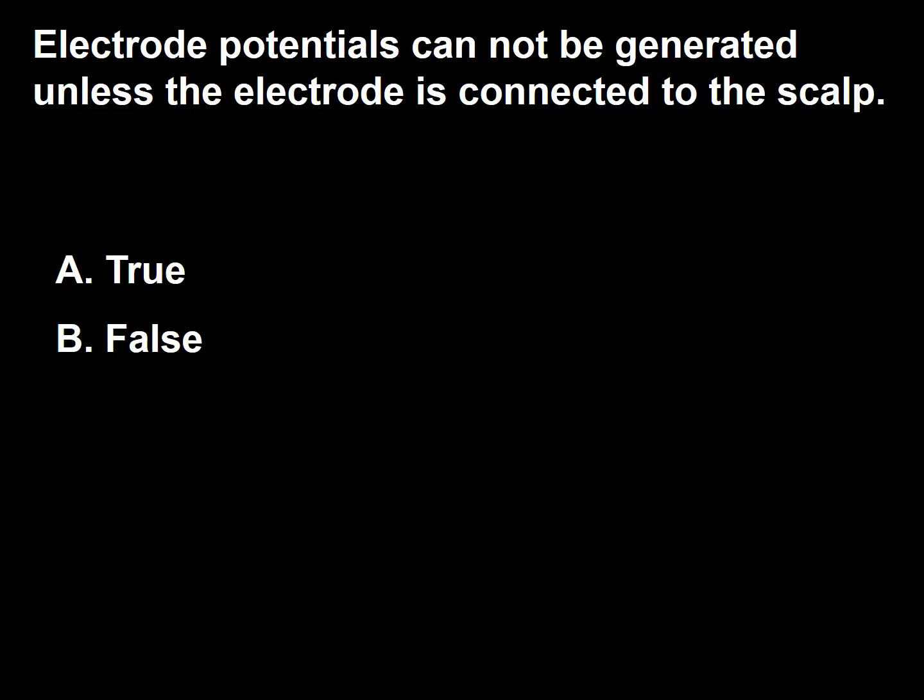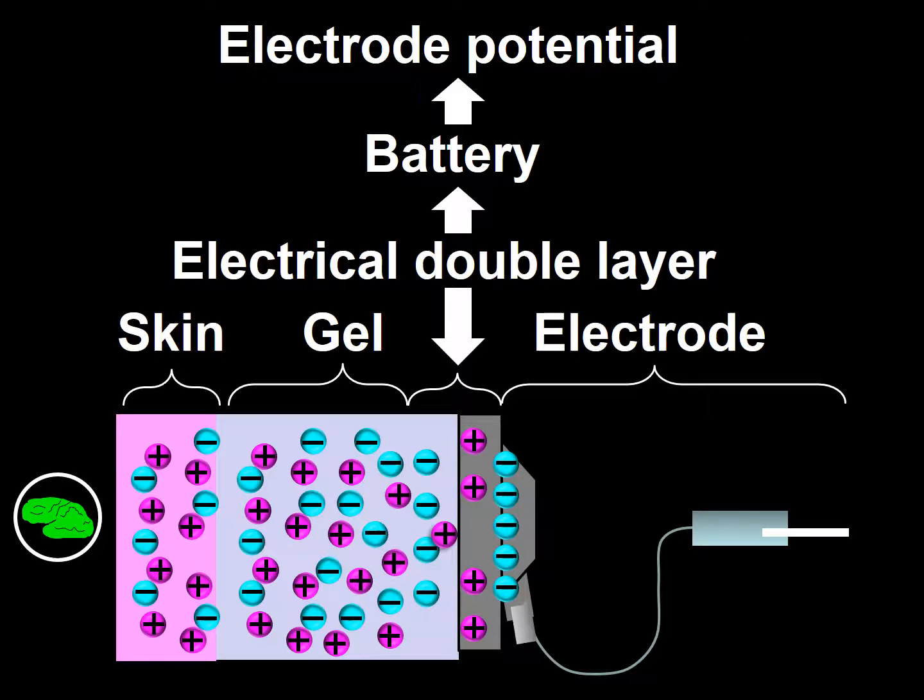Next question: electrode potentials cannot be generated unless the electrode is connected to the scalp. A, true; B, false. This figure has been introduced during the first surface EEG electrode talk. You can find it on YouTube by going to Israel Alfonso and then selecting the appropriate talk. As you can see in it, a representation of the brain and the skull is pointed by the arrow. The skull is represented here by the white circle.